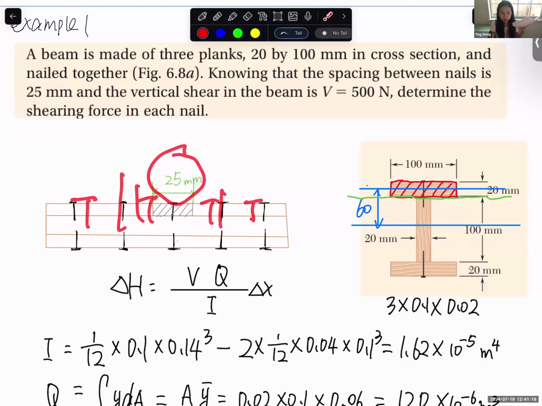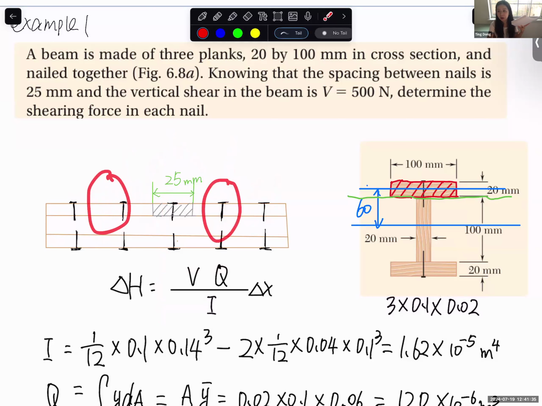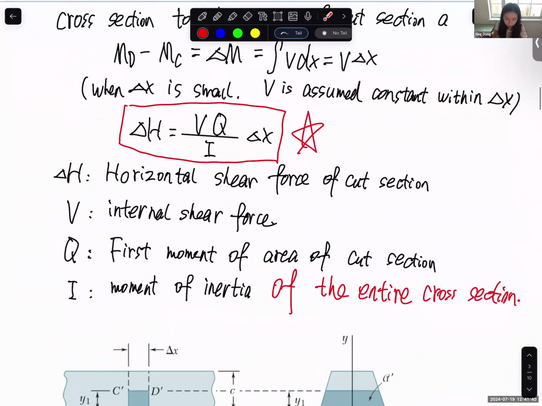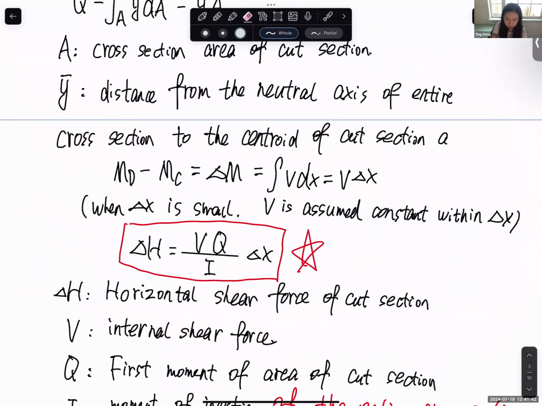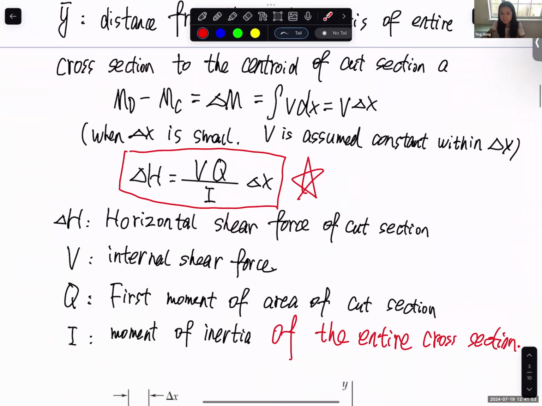When the spacing gets bigger and bigger, let's say if I use 2 nails, I divide in half, 1 nail here, 1 nail here, then the space between the nails also increases. And the horizontal shear force carried by each single nail also increases, and that is reflected by delta x. So that's each term in this horizontal shear force calculation: V, Q, I, delta x. Any questions here?